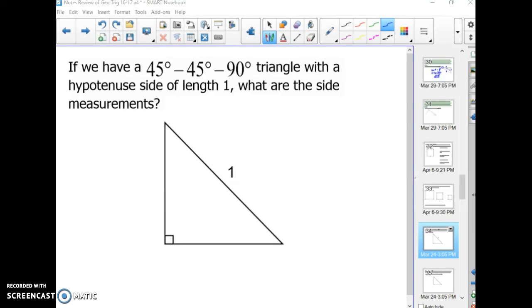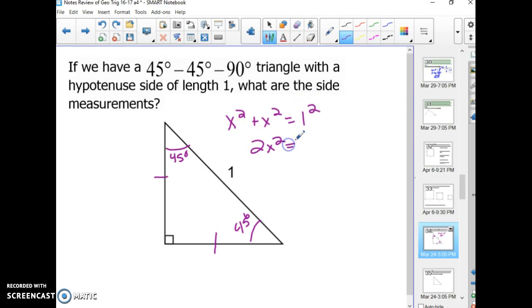Okay, so now we're dealing with a special right triangle that's a 45, 45, 90. So with a special right triangle, I have 45 degrees here, 45 degrees here. I know my sides have to be equal. So x squared, a side squared, plus my other side squared has to be equal to 1 squared. So that gives me 2x squared is equal to 1.